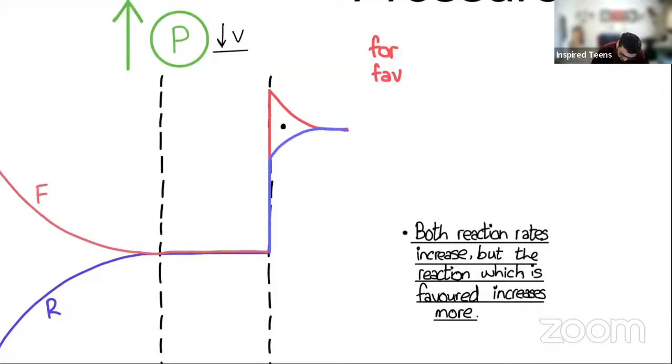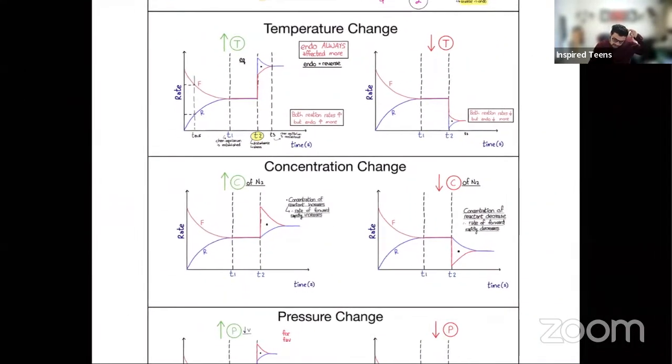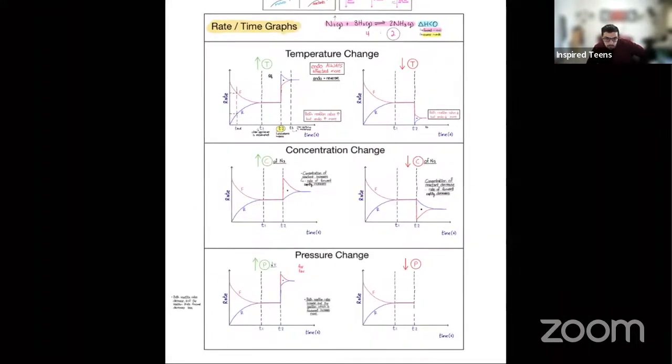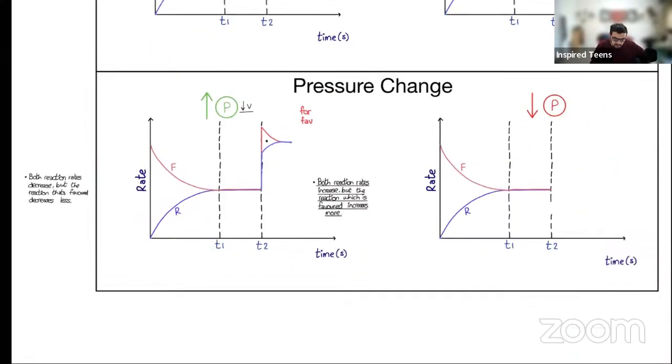Okay, and again, we have a duck. So as you can see, for this specific question, the temperature increase and the pressure increase look the same. So you need to be careful. There'll be other things that would help you identify whether it's temperature or pressure. But concentration is easy to distinguish because of its big head. So both reaction rates increase, but the reaction rate which is favored increases more.